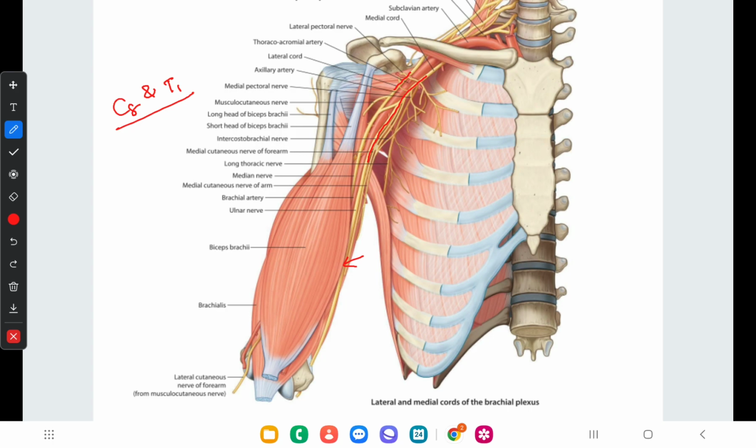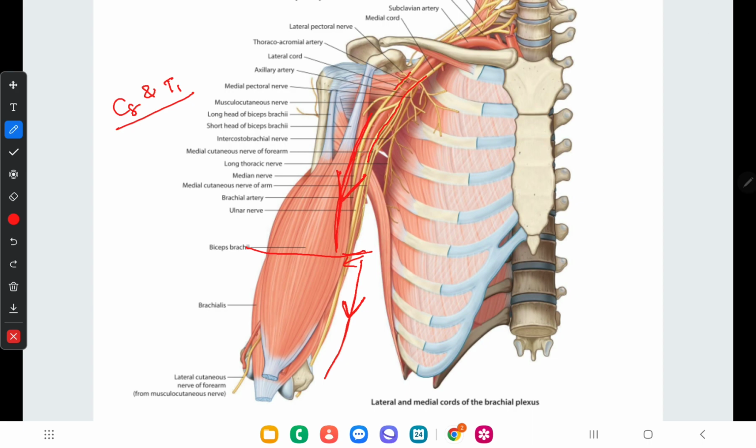pierces the medial intermuscular septum to enter the posterior compartment of the arm. It leaves the neurovascular bundle at the middle of the arm and pierces the medial intermuscular septum and enters into the posterior compartment of the arm. In the upper half, the ulnar nerve goes in the anterior compartment. In the lower half of the arm, the ulnar nerve goes in the posterior compartment.